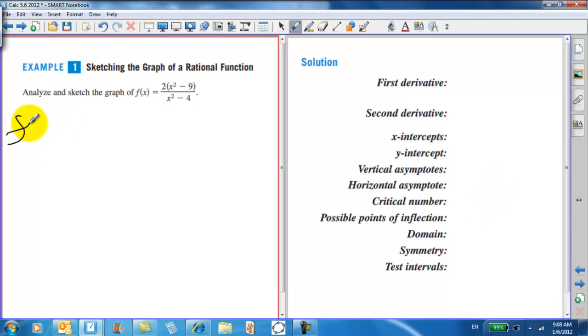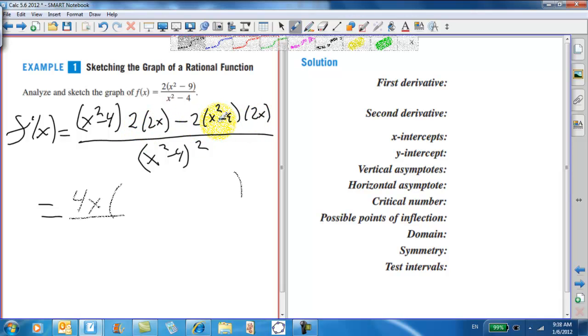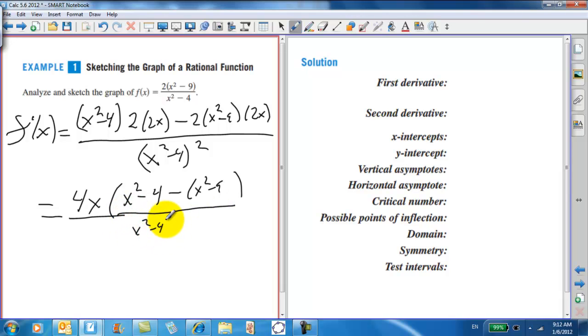The first derivative, we go through the quotient rule: the bottom, times the derivative of the top, which is 2 times 2x, minus the top, 2 times (x squared minus 9), times the derivative of the bottom, which is 2x, all over the bottom squared. So it looks like we've got a 4x we can factor out: 4x times (x squared minus 4), minus 4x times the quantity (x squared minus 9), all over (x squared minus 4) squared.